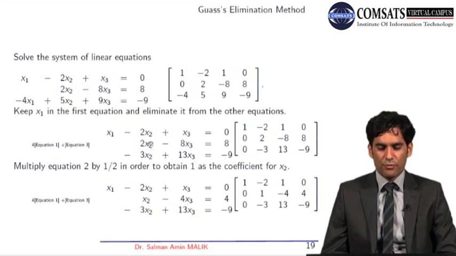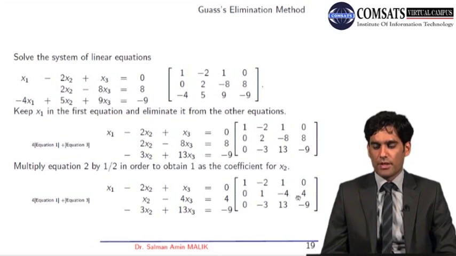The next procedure is we want to make the coefficient of the x2 variable in equation 2 as 1. So we multiply equation 2 by 1/2 in order to obtain 1 as the coefficient for x2. So we do here, multiply the second equation by 1/2, that will make the coefficient of x2 1, and we do the same with the augmented matrix, that we divide row 2 of the augmented matrix by 1/2.